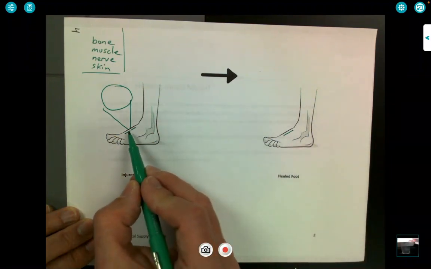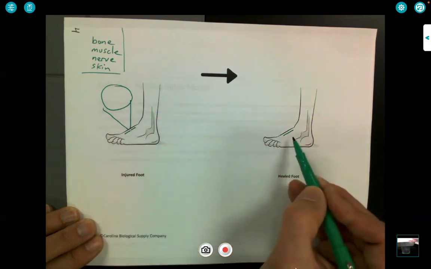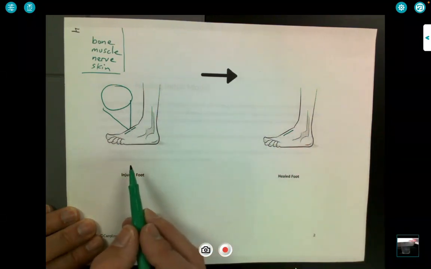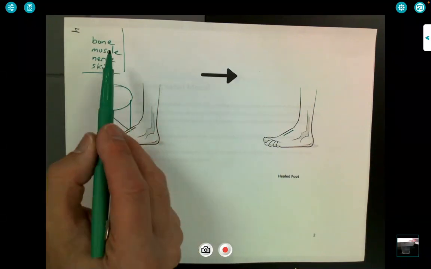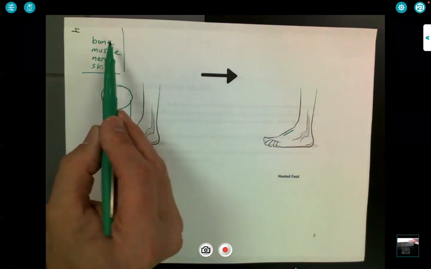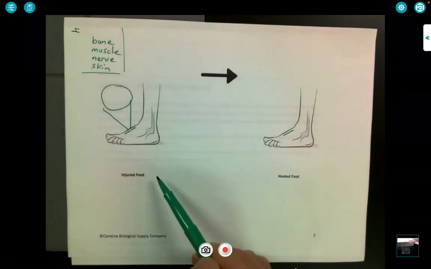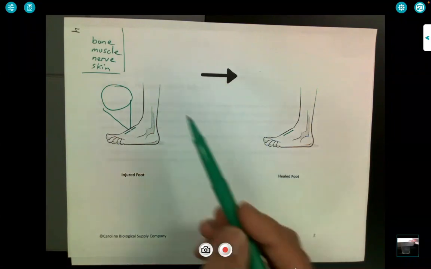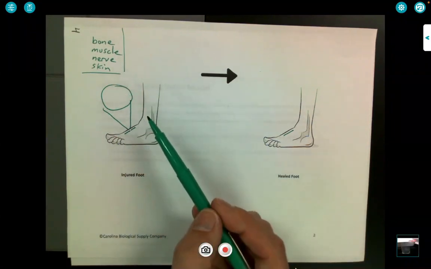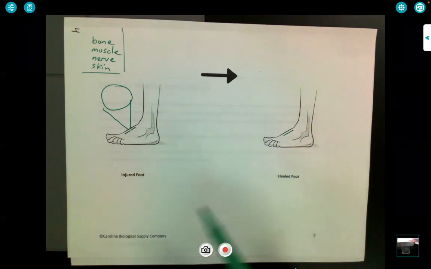Okay, so again, as an example, we've got a broken bone. The lines represent the bones. There's a gap right there, and then it shows that it's healed here. So first of all, before you do anything else, just do a quick sketch, one or two minutes only, showing how the bone might be injured on this side and how it might look when it's healed. How would the muscle look when it's injured over here? How does it look when it's healed? Same thing with the nerve and the skin.